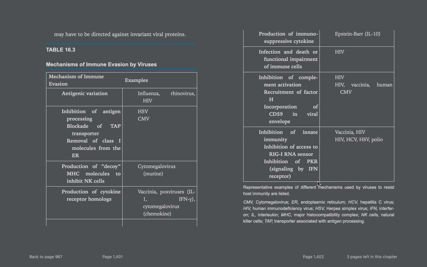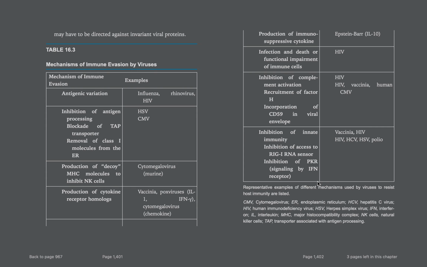Inhibition of antigen processing: blockage of the TAP transporter, removal of class 1 molecules from the endoplasmic reticulum, seen in CMV, HSV, and also, remember, HIV may be involved. Production of a decoy MHC molecule to inhibit natural killer cells. This is cytomegalovirus in murines. Production of cytokine receptor homologues. This is Yersinia, poxviruses, and cytomegalovirus.